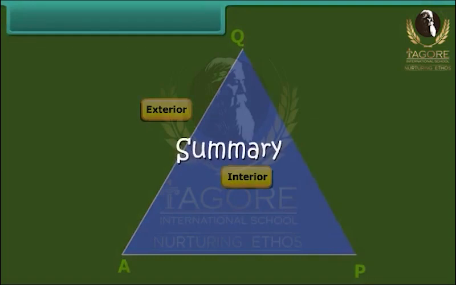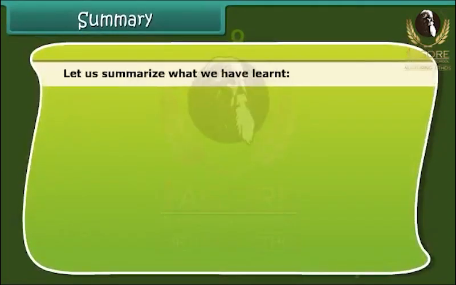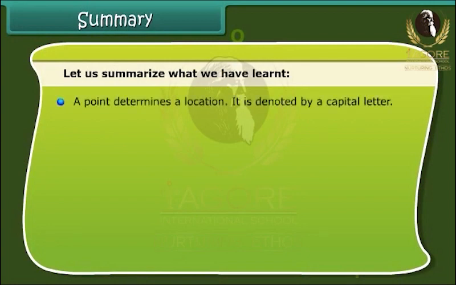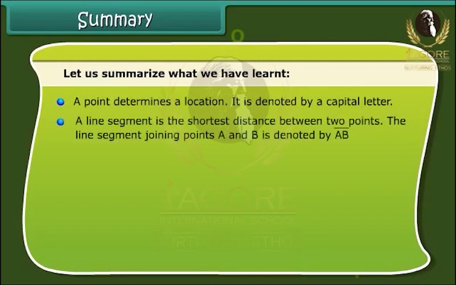Summary. Let us summarize what we have learned. A point determines a location. It is denoted by a capital letter. A line segment is the shortest distance between 2 points. The line segment joining points A and B is denoted by AB.